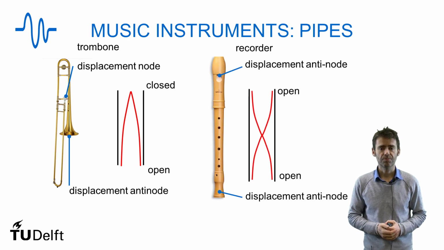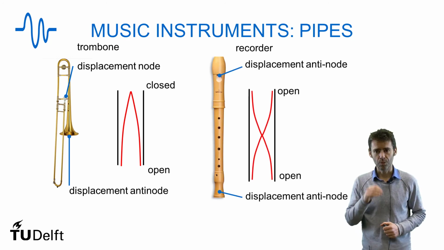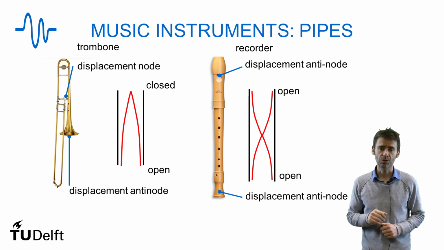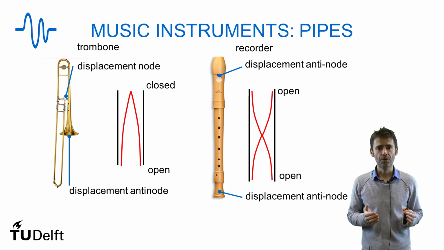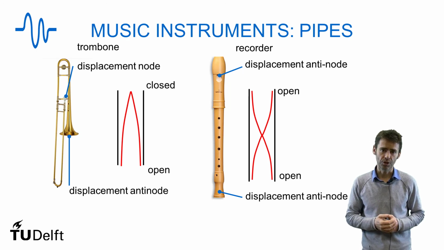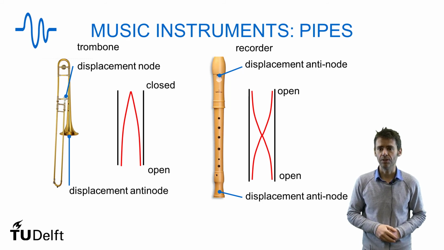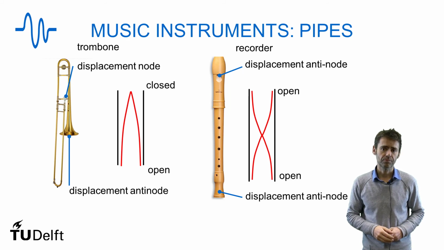In contrast, if we look at the recorder, we blow the recorder as an open entrance, and also of course at the other side the recorder is open. So in this case we have 2 open boundary conditions for the oscillation to occur in the pipe. We have a displacement antinode at both the entrance and the exit. This gives us a fundamental wavelength lambda equal to 2 times L.